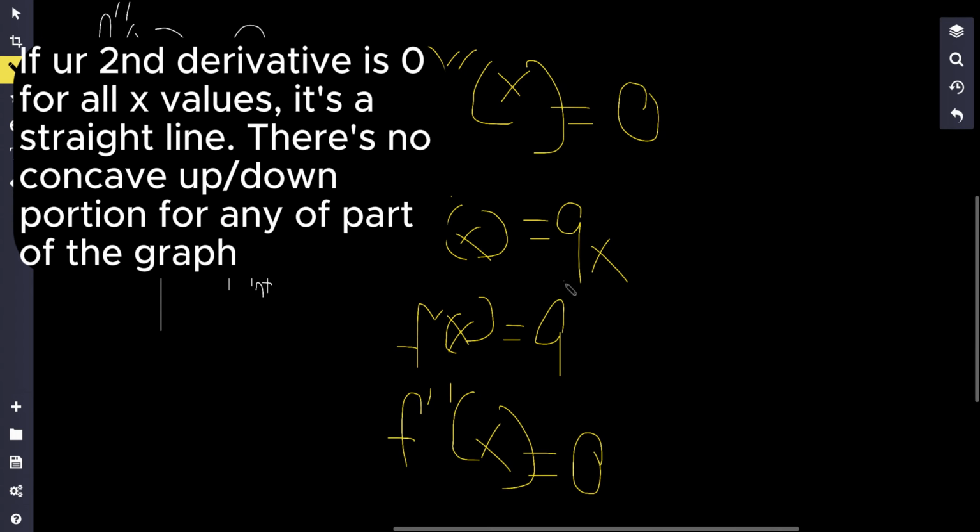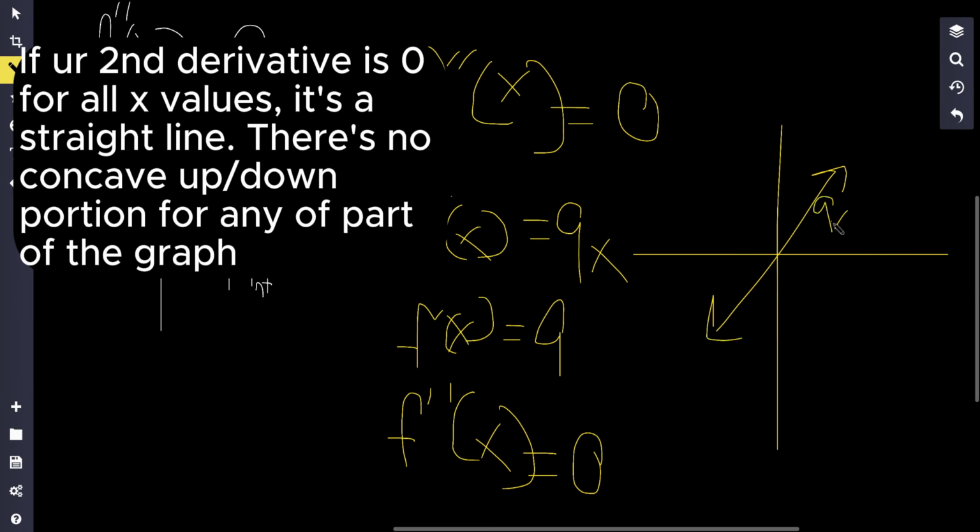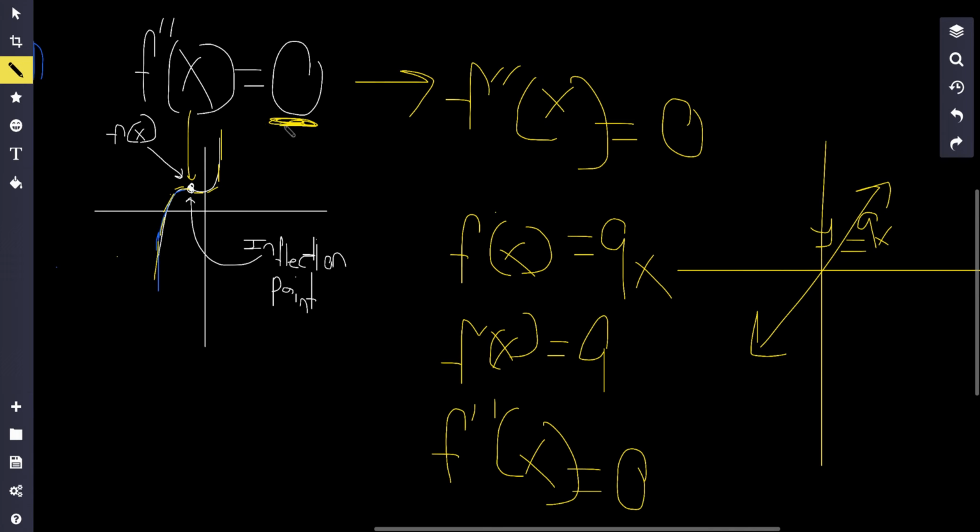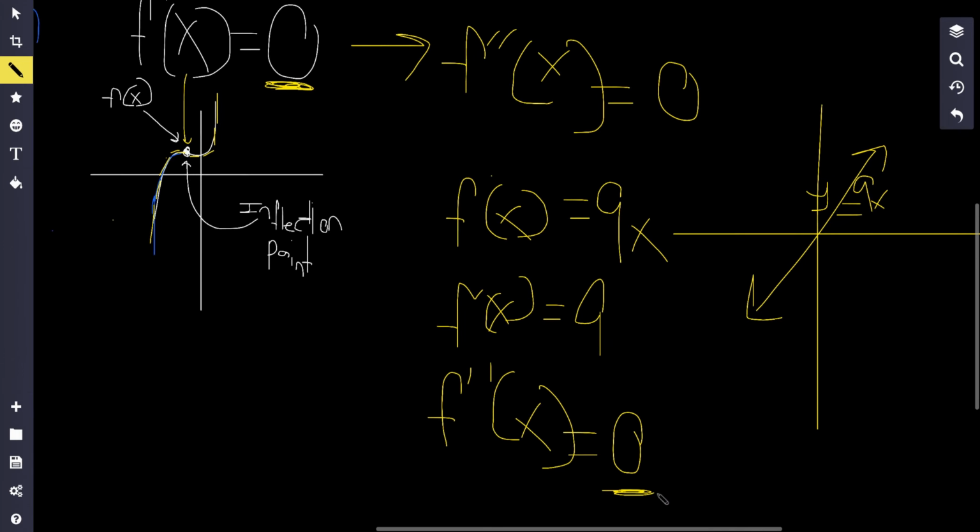Now, if I were to graph f of x is equal to 9x here, which is y is equal to 9x, notice how this function is neither concave up nor concave down. It's just a straight line. There's no concavity changes, nothing. When you set the second derivative equal to 0, sometimes there's no concavity at all, so there's not going to be a concavity change.